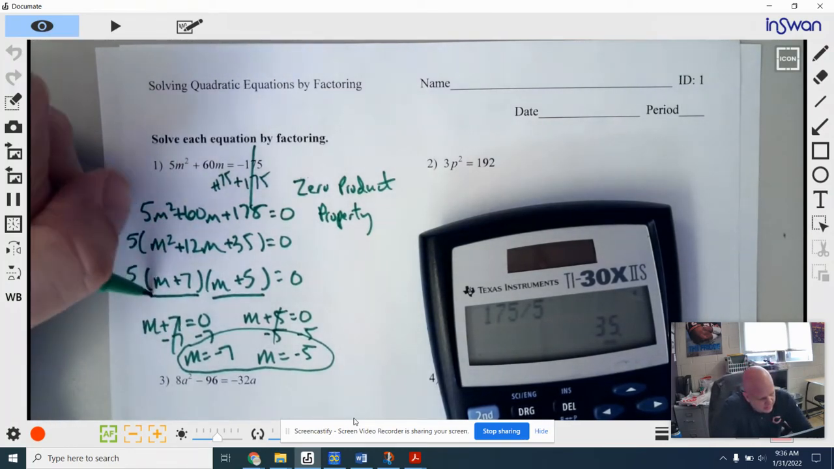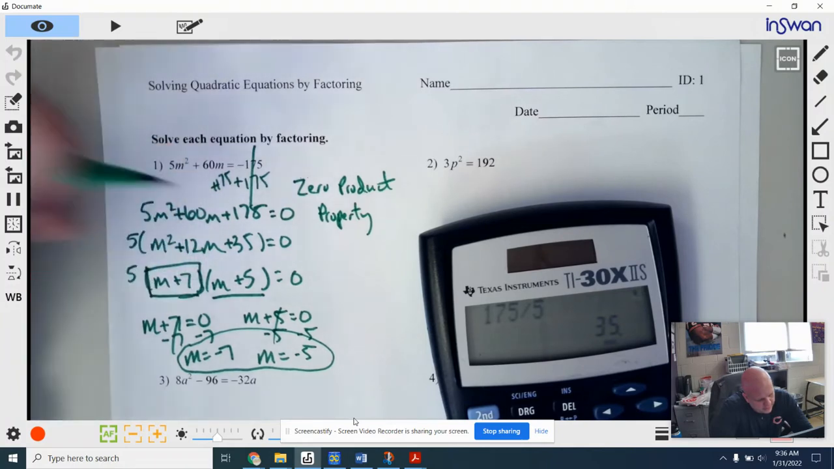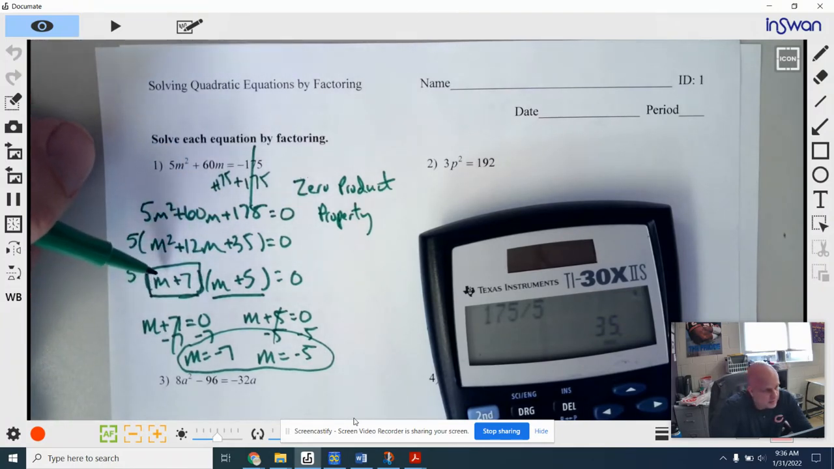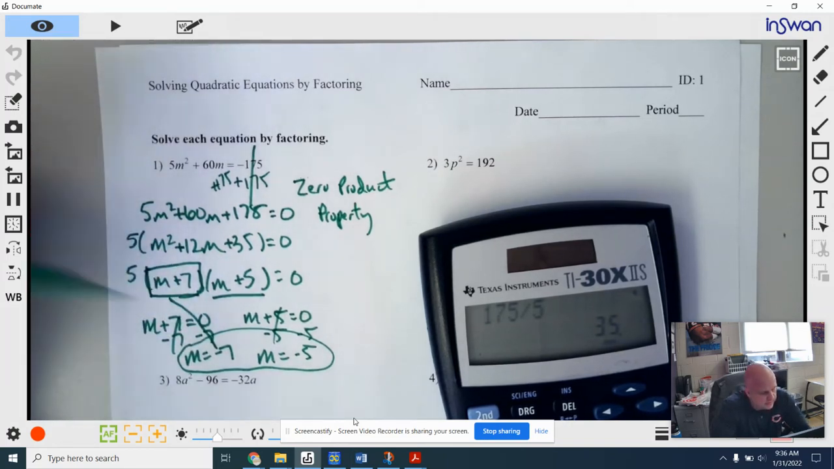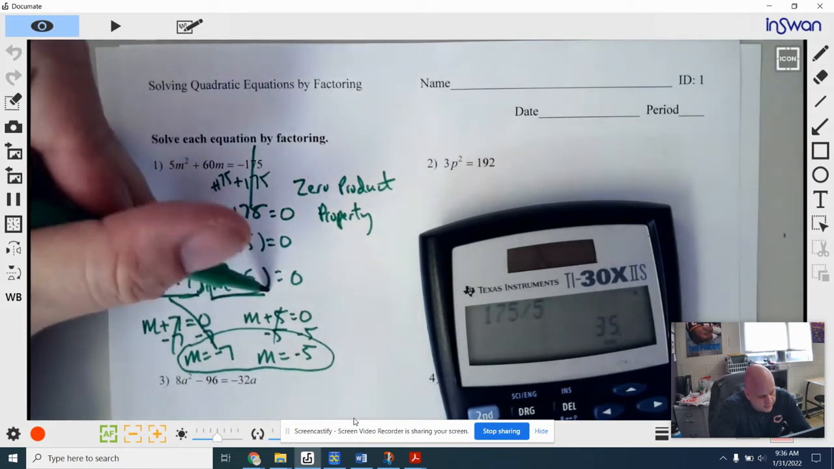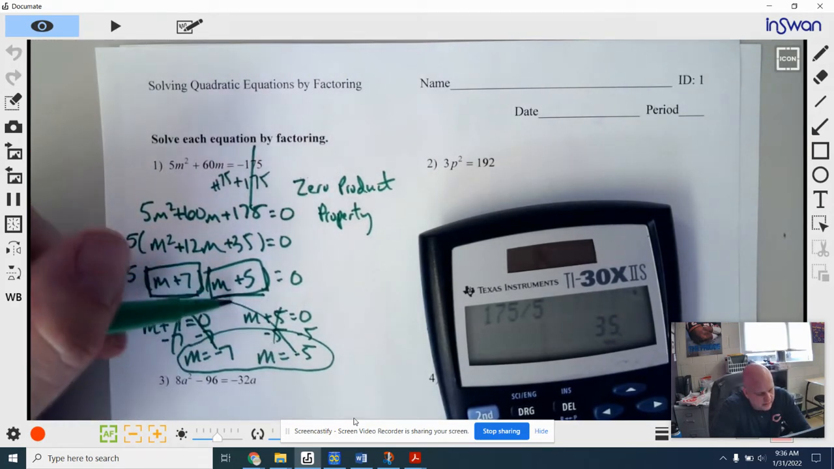Again, these answers come from, if you take the resulting parentheses you have left, and you basically think, what do I need to plug into this parentheses to make that parentheses equal to 0? Well, in this case, it was negative 7. And then I look at this parentheses. What do I need to plug in there? Well, that's going to be a negative 5.